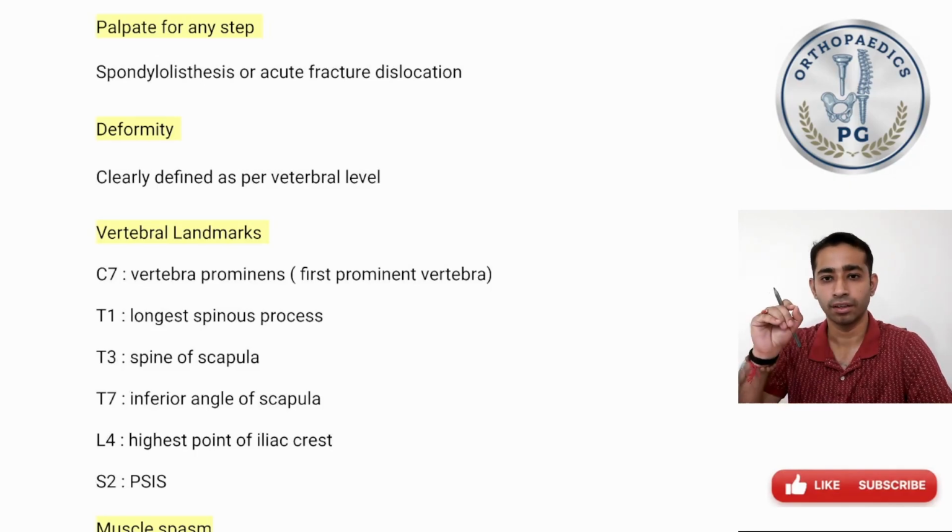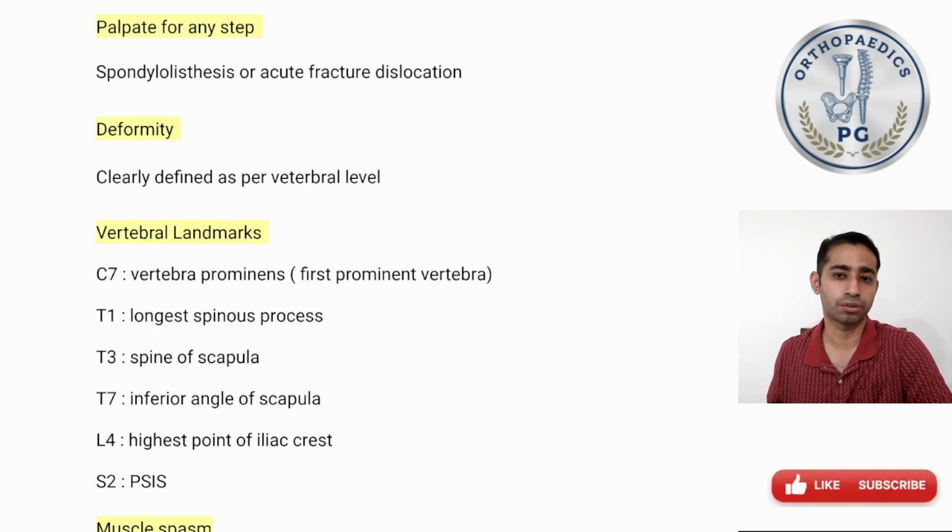define the deformity or the location of the deformity, whether there is any gibbous, kyphus, or what is the level of scoliosis, or what is the level of tenderness. Everything you can define once you mark the vertebra.